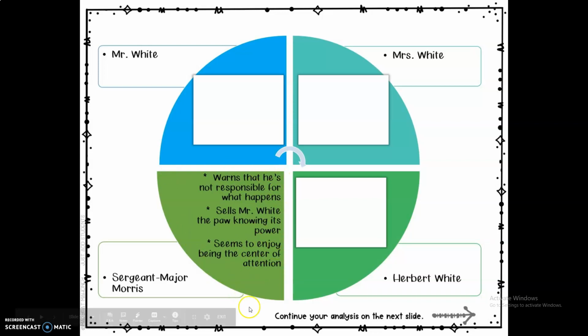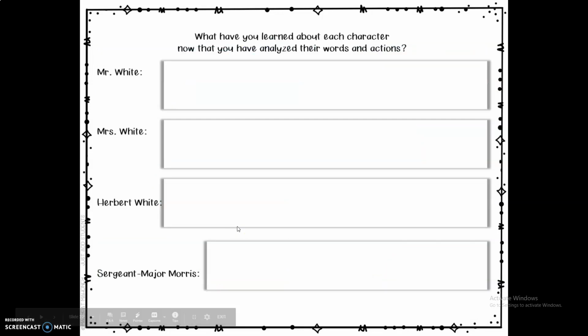What does this tell you about Sergeant Major Morris? What have you learned about each character now that you have analyzed their words and actions? This is where you write what you think everything you wrote on the last slide means about each of these characters.